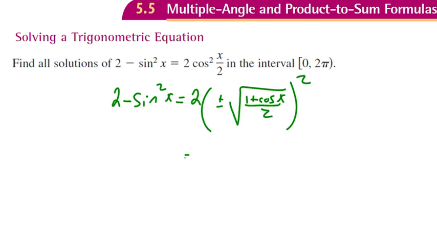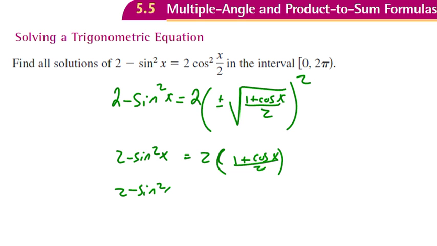Leaving the left side the way it is, if I square it, then all of a sudden the radical just gets eliminated. So it's 2 times 1 plus cosine of x all over 2. Okay, so we have that guy right there, which then means my 2's cancel out. So we have just 1 plus cosine of x.